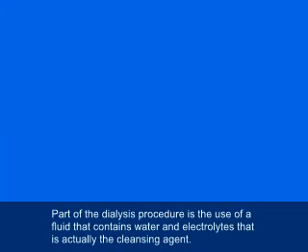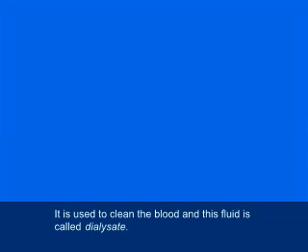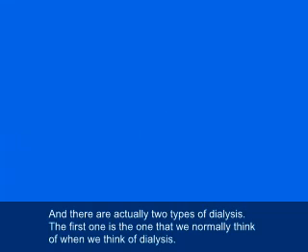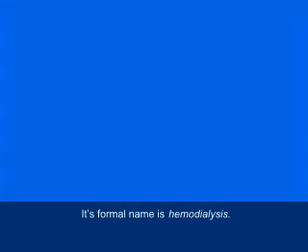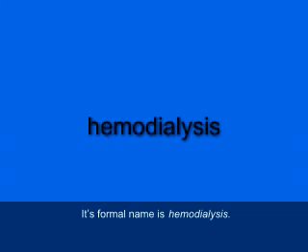Part of the dialysis procedure is the use of a fluid that contains water and electrolytes that is actually the cleansing agent. It's used to clean the blood. And this fluid is called dialysate. And there are actually two types of dialysis. The first one is the one that we normally think of when we think of dialysis. And its formal name is hemodialysis.